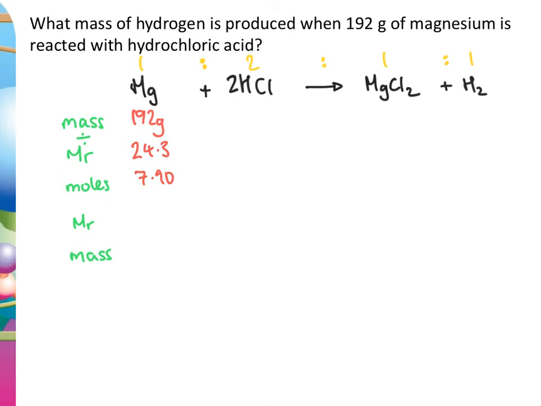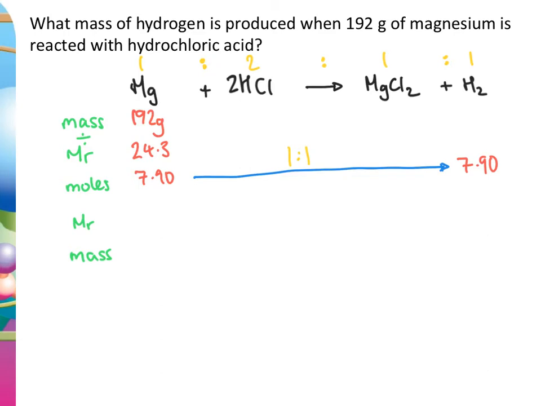And thinking back to our stoichiometry and our ratios, the ratio between magnesium and hydrogen in this reaction is a ratio of 1 to 1. So that means that if we are reacting 7.9 moles of magnesium, and they all react, so we're not considering limiting reactants or anything like that here, then we've got a 1-to-1 ratio with hydrogen, so we're going to make 7.90 moles of hydrogen. I've still got the number in my calculator.